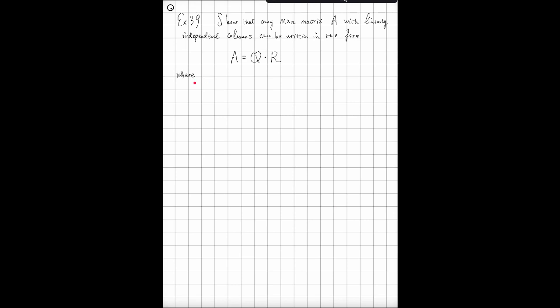where Q is an n by n matrix. So this would be again n by n. This would be n by n. It's also normal columns. In particular, which means all the column vectors are non-zero and they're orthogonal, and each is a unit vector.